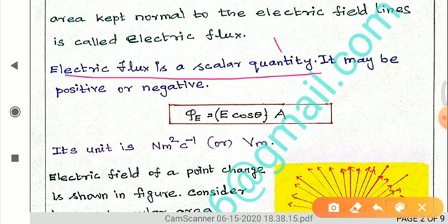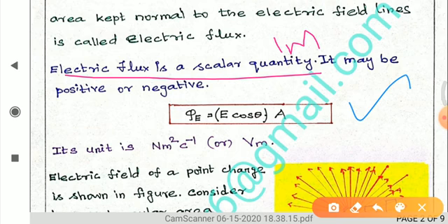It is a 1-mark question. Then whether the electric flux will be positive or negative: it may be positive or negative. We can't assure that it is positive or negative. What is the formula for electric flux? The formula for electric flux is given by phi is equal to E cos theta into A.